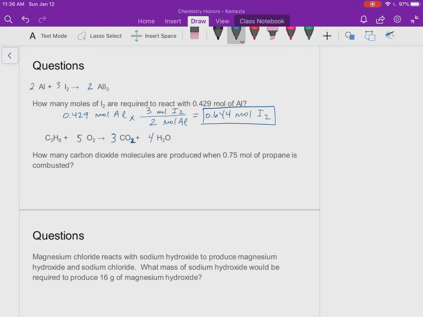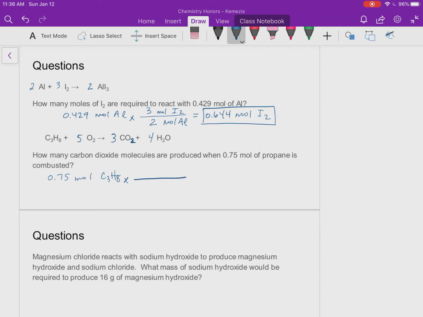Now, again, we're only given one amount, that's good. I know this question is telling us that we are combusting, and we'll learn that that means reacting with oxygen, but we have this many moles of propane, and you might be asking, which one's propane? You know oxygen, you know carbon dioxide, you know water. The propane has to be the C3H8, right? So use your deductive reasoning tools.